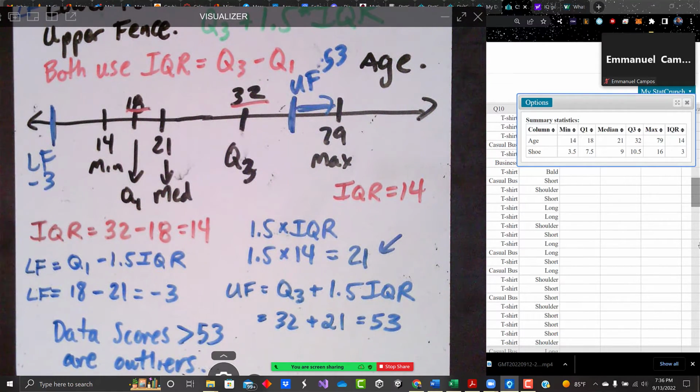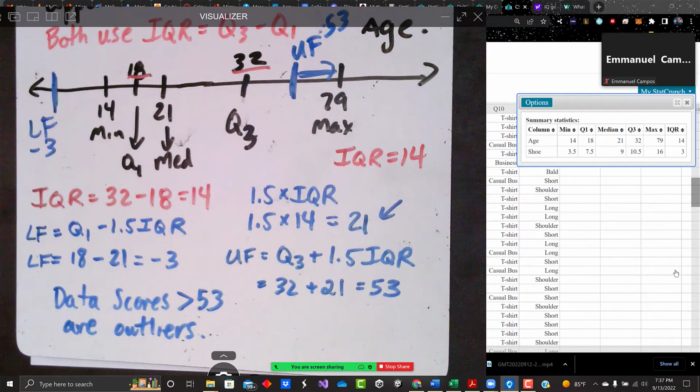Does StatCrunch show this graphically? Do they have a nice handy graph? Yes, they do. While you're writing that down, I'm going to erase my other board and show you how to get it, which is the topic for 3.5. So we're moving right along.